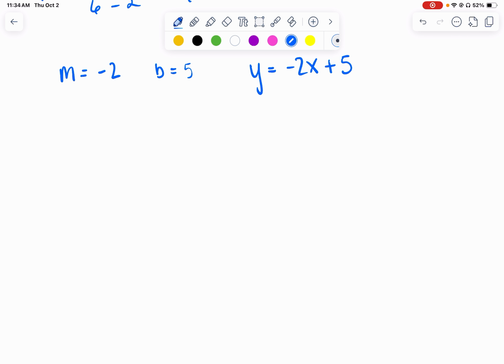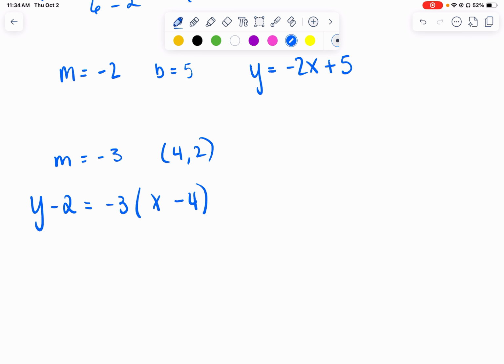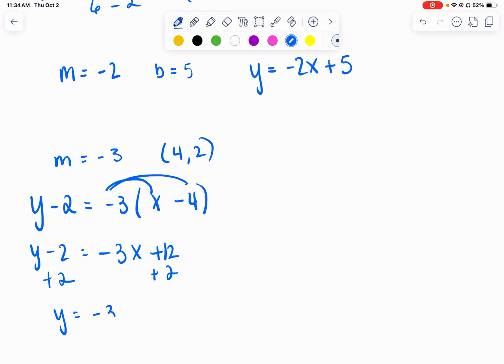Now it says write an equation with a slope of -3 through the point (4, 2). So whenever we do that, we use our point-slope formula. So we have y minus y1 is equal to our slope times x minus x1. From here we distribute. So we get y minus 2 is equal to -3 times x, which is -3x. -3 times -4, positive 12. And then I add 2 on both sides, and we get y equals -3x plus 14. And so that would be the equation of a line that goes through that point with that slope.